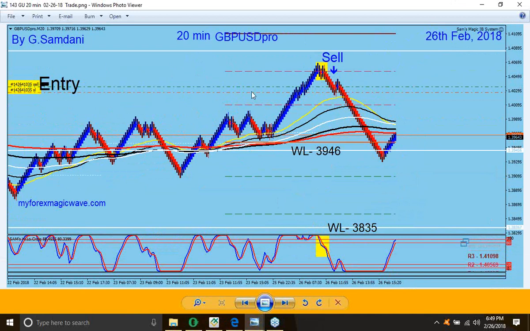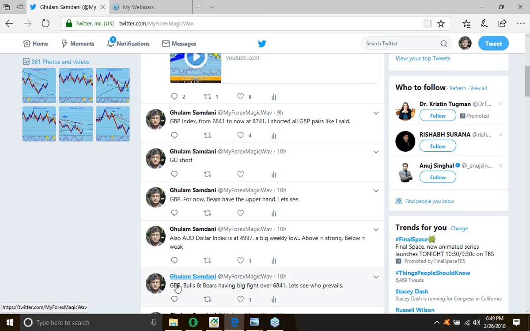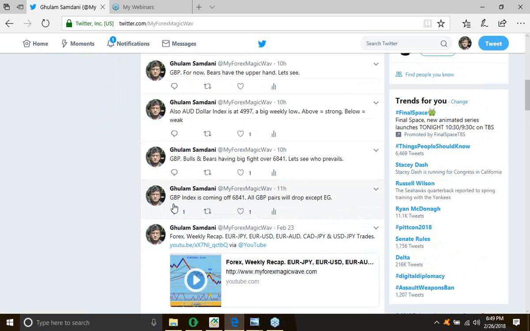So this is how, when I said pound, you see, this is what I said. Pound index is coming off 68.41, means it was coming down, dropping. So all pound pairs will drop, because pound was getting weaker. Pound is on the left hand side, and then you have all the pound pairs: the pound Aussie, pound USD, pound yen, pound CAD. Everything, pound is always on the left hand side, and they all dropped.